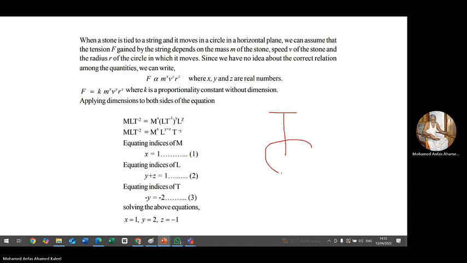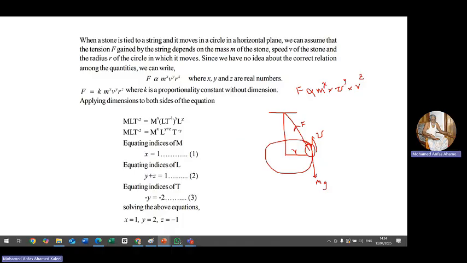So the stone of mass m is moving around a radius R with speed V. The force is proportional to m, but we don't know the relationship, so we assume the power is X. The relationship between V and the force we also don't know, so we assume Y. And the relationship between the radius and F we also don't know, so we assume it is Z.